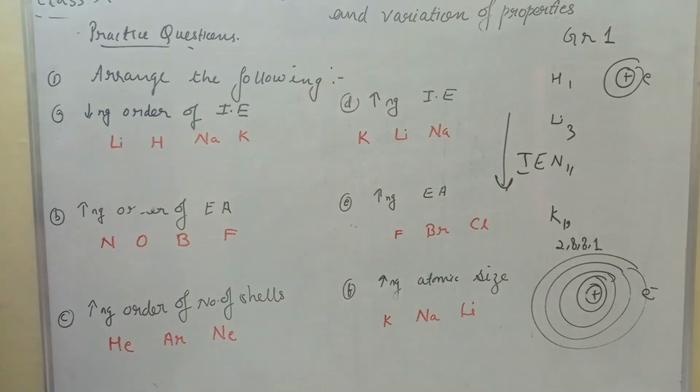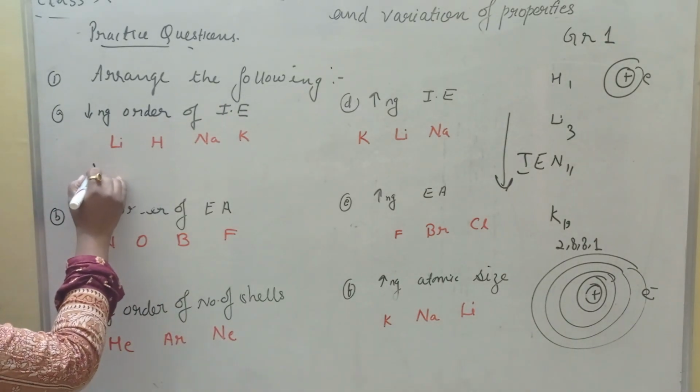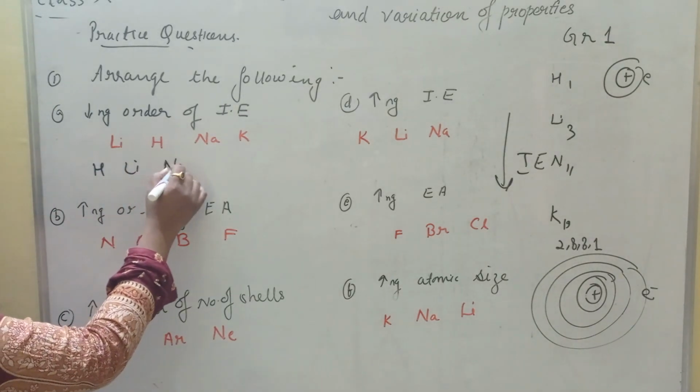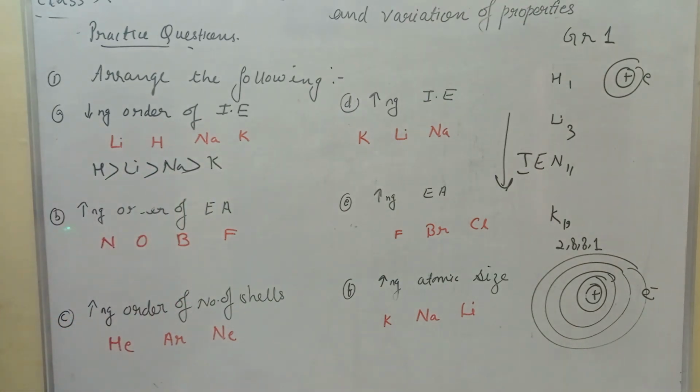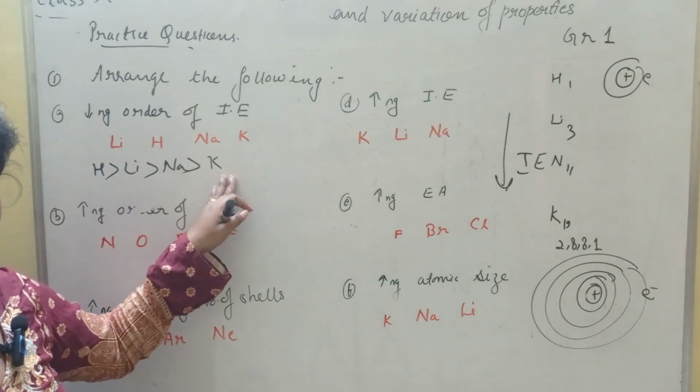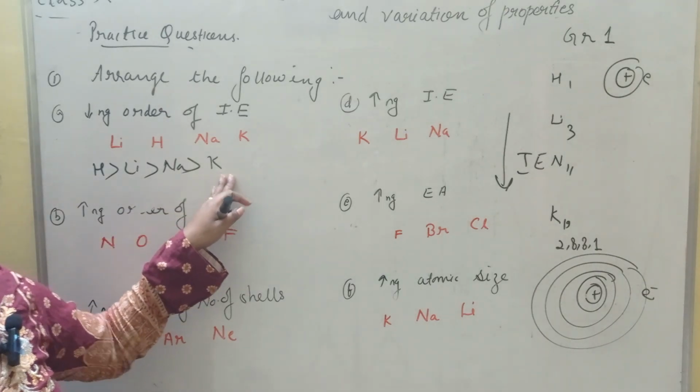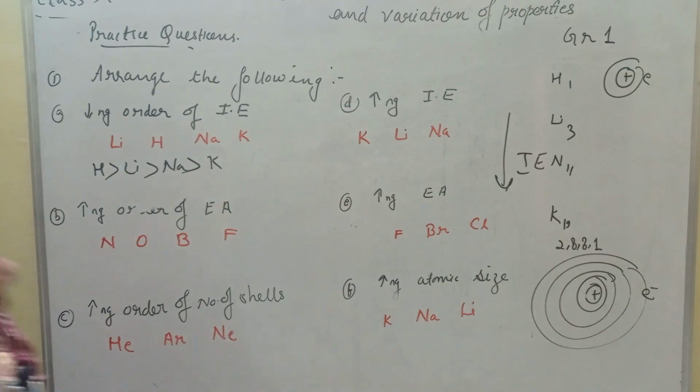So here what will be the order? The highest value will be for hydrogen, lithium, sodium, potassium. So this is the decreasing order of ionization energy. Hydrogen will have the maximum ionization energy and potassium will have the minimum ionization energy in this case.